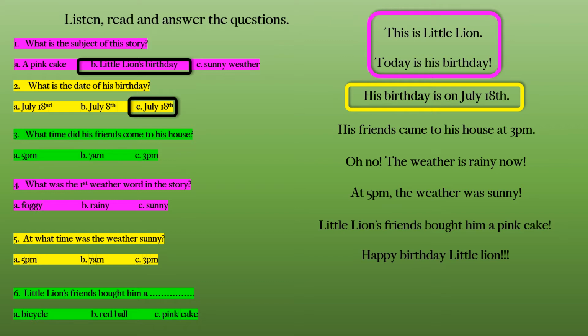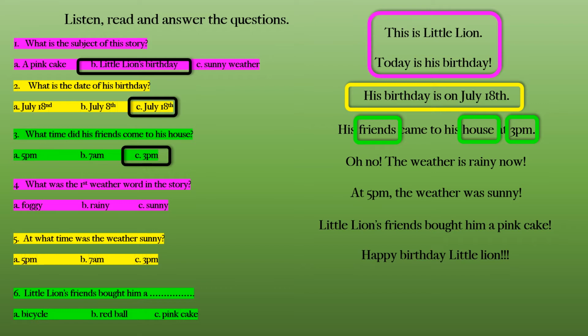Number 3, what time did his friends come to his house? What key words can we see in this question? Well, I think one important word is friends. We can see it in the question. Here it is. We can see the word house. And we know the question is what time? So we can see a time in this sentence. And the time is 3 p.m. So the answer is C, 3 p.m.